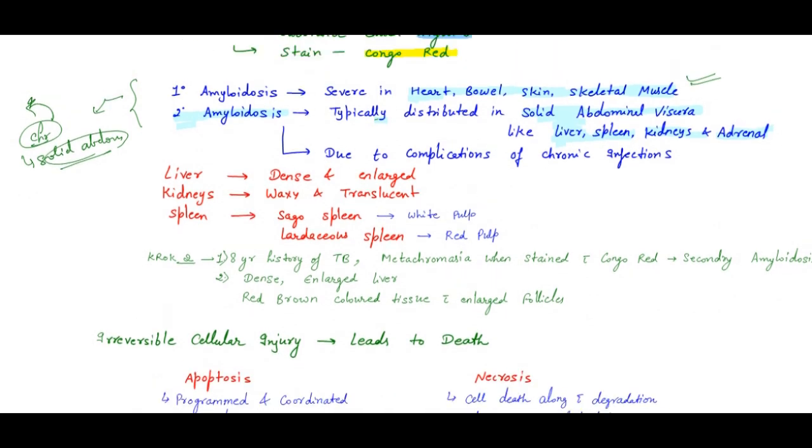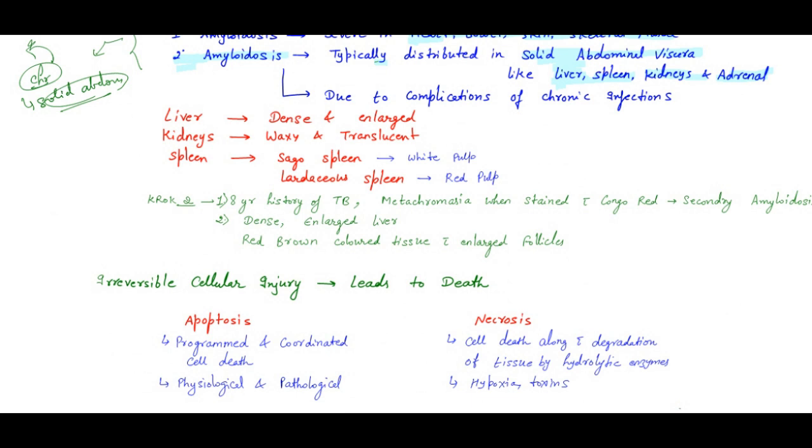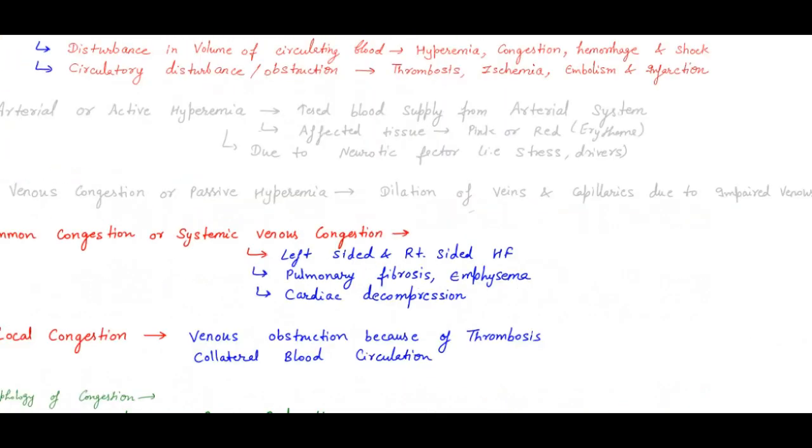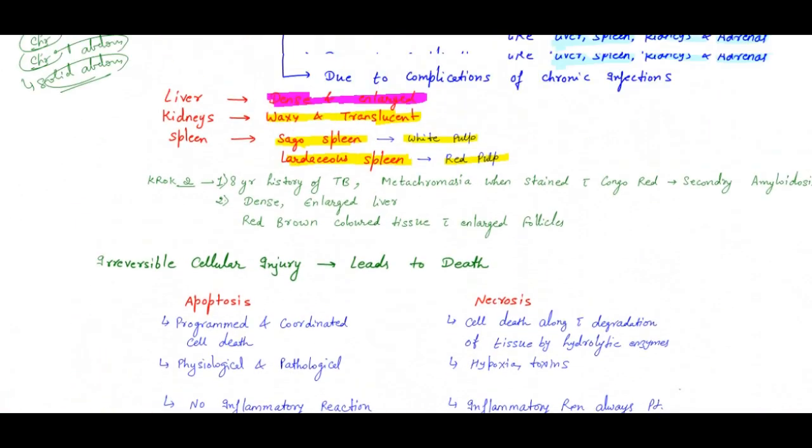Then remember the liver. In amyloidosis, the liver becomes dense and enlarged. What about the kidney? Kidney, remember, will look waxy and translucent. Spleen: sago spleen and lardaceous spleen. In the spleen we have two pulps. In lardaceous spleen the red pulp is affected, and in sago spleen the white pulp is affected. So how does the kidney look? Waxy and translucent. How does the liver look? Dense and enlarged. You need to remember this about amyloidosis.